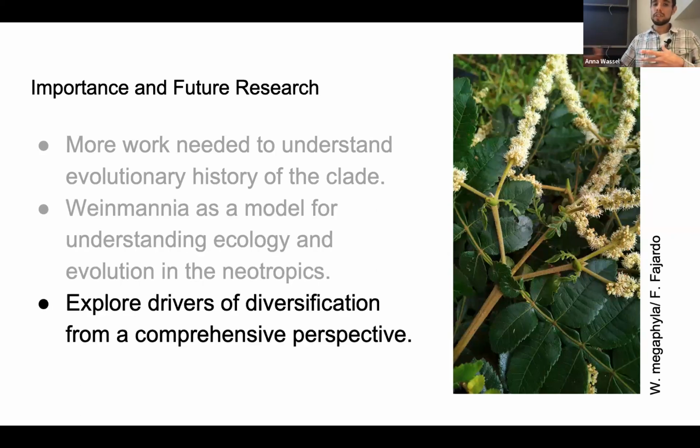So this would allow us to explore drivers of diversification from a comprehensive perspective, integrating genomics, taxonomy, macroevolution, and ecology, with potential implications for conservation. But maybe that's too broad to say.